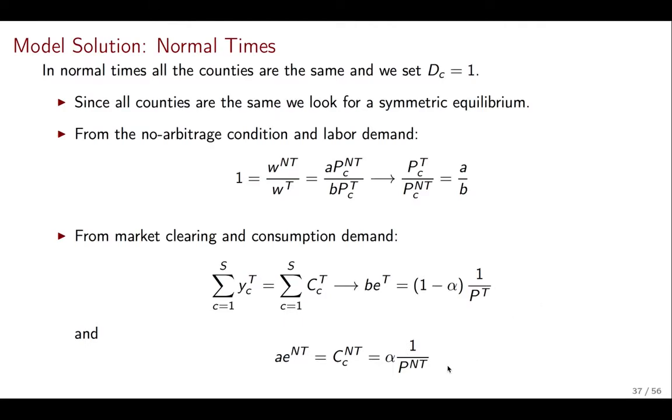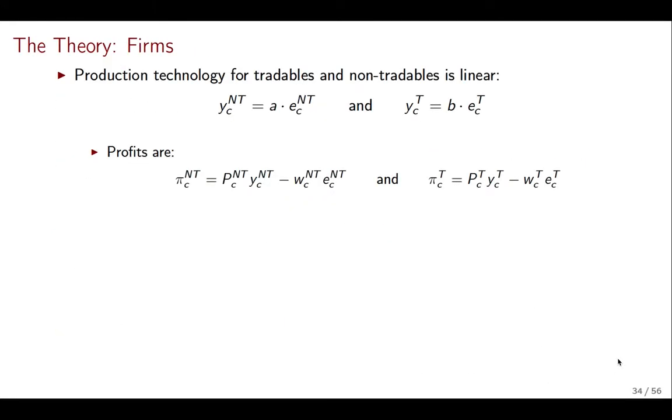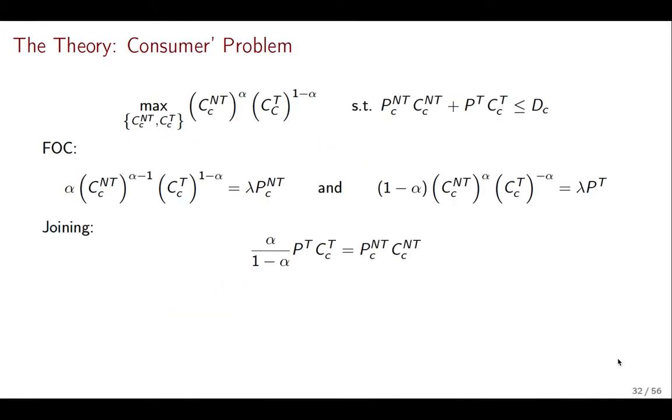This other condition is the same. We have here the total output of non-tradables in each county has to be equal to the total demand for non-tradables in each county, which has to be equal to alpha over PNT. So let me just quickly go back to make sure we understand what we're doing.